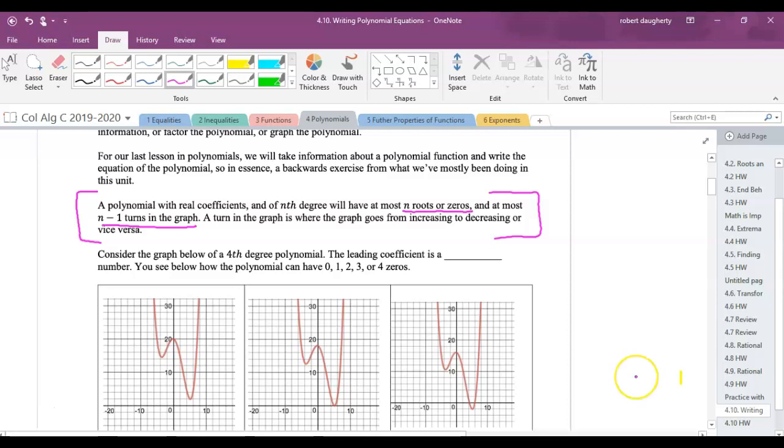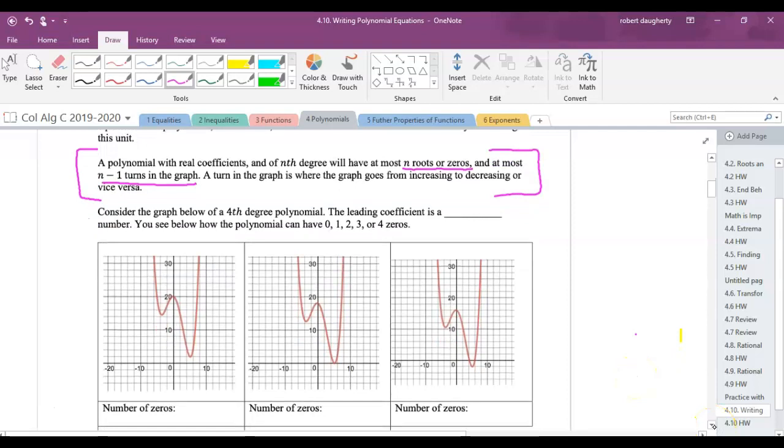So let's look at this one. What I have here is a fourth degree polynomial, okay? Looking at this polynomial, the leading coefficient is what kind of number? Leading coefficient of this guy. It is positive, okay? So I've got a fourth degree polynomial, positive coefficient, okay? It has at most 4 zeros. So this thing's going to have at most 4 zeros and 3 turns. That's all that a fourth degree polynomial can have, at most 4 zeros or 3 turns.